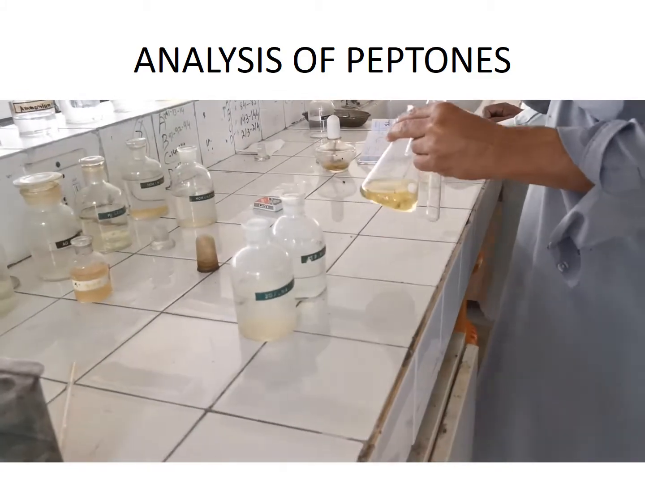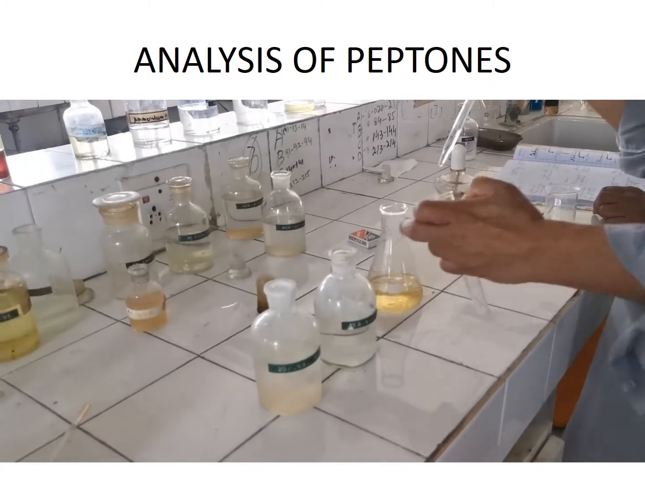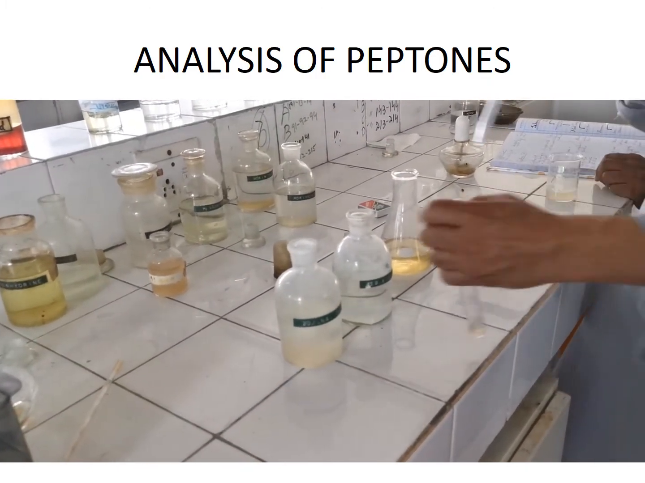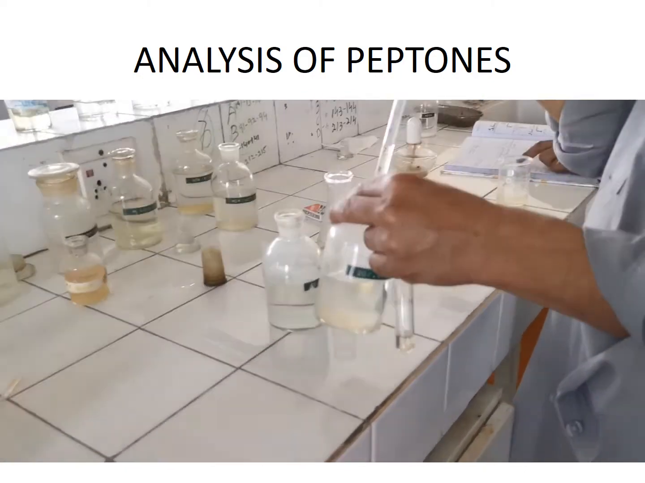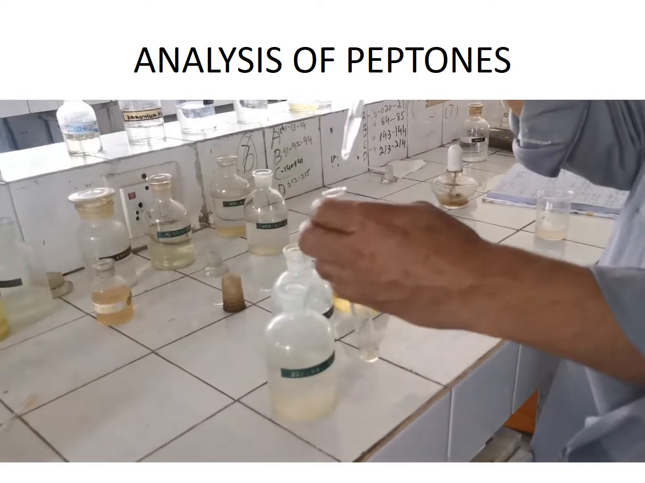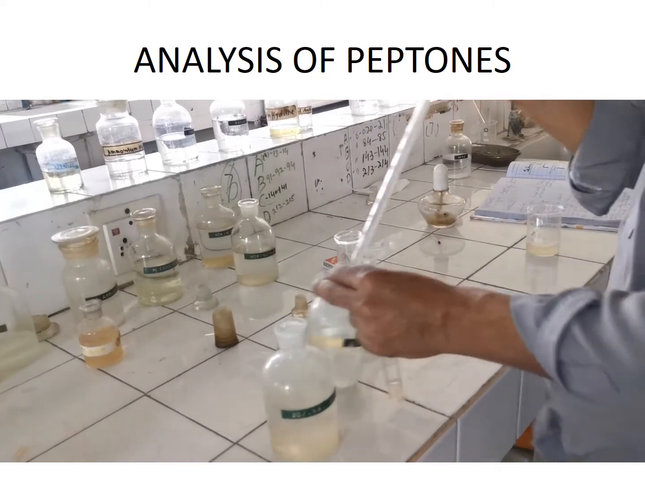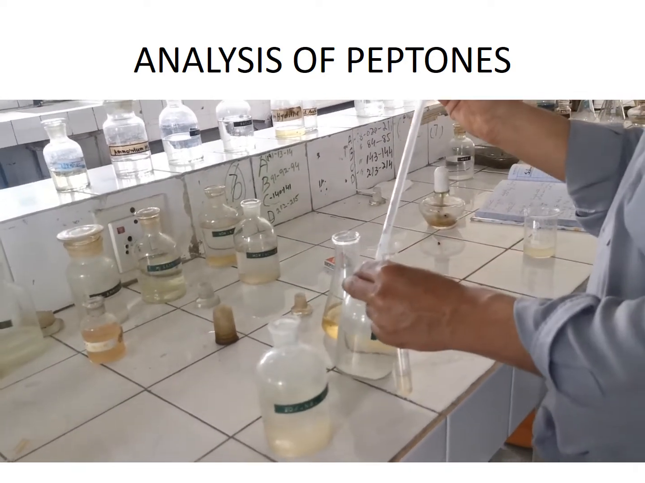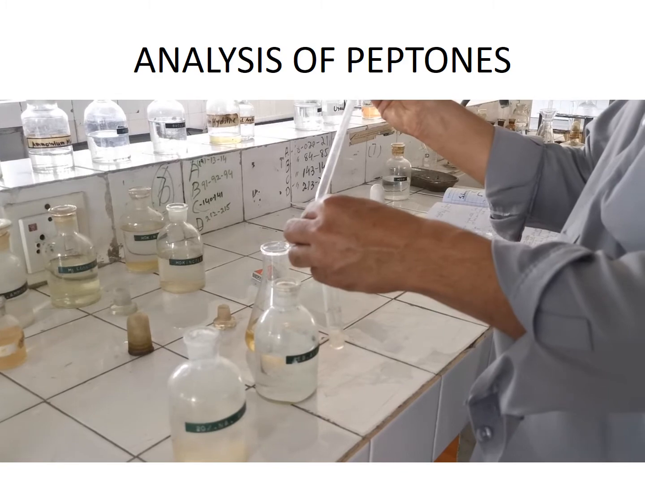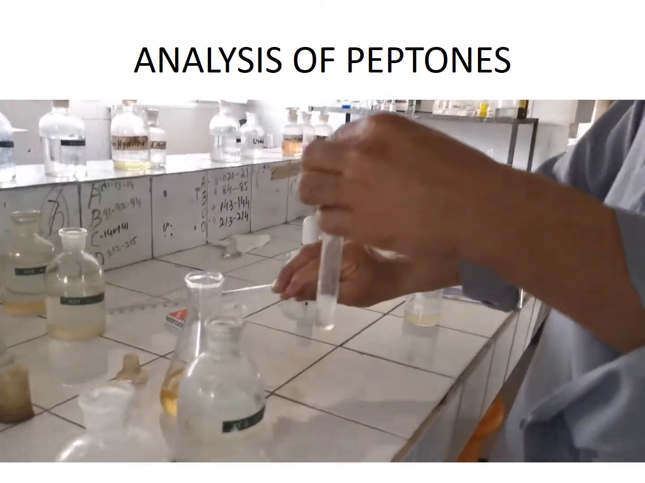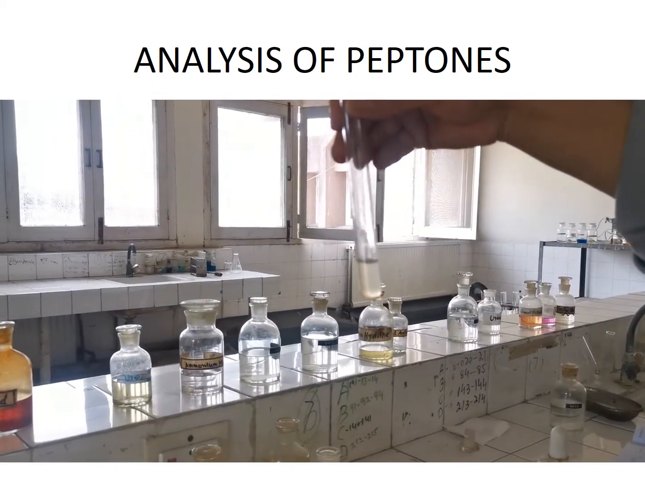Now the next step is cysteine test, for which we are going to take 2 ml of original solution, 1 ml of 20% sodium hydroxide, and we are going to add few drops of 4% lead acetate. We'll see the presence of grayish white precipitate. This shows the presence of sulfur containing amino acid.